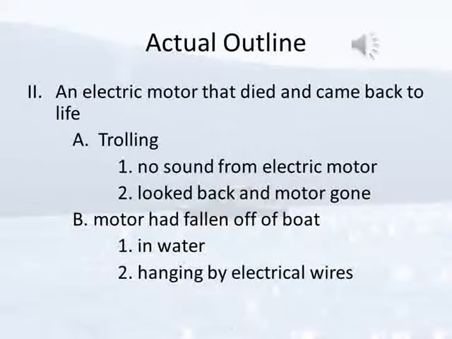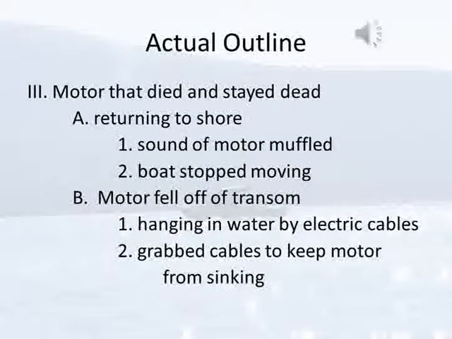Roman numeral 2 also has a capital A and a capital B as subpoints. Both capital A and capital B also have points under them. You don't have to have this much detail, but it does help. Roman numeral 3 has to do with the second thesis point, the gas motor that died and stayed dead. Like Roman numeral 2, Roman numeral 3 has capital A and B as subpoints, and 1 and 2 under that as subpoints. This is perfectly okay.